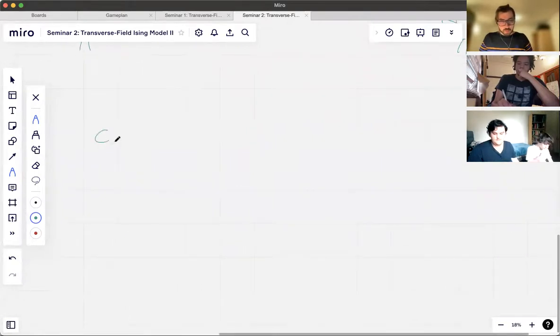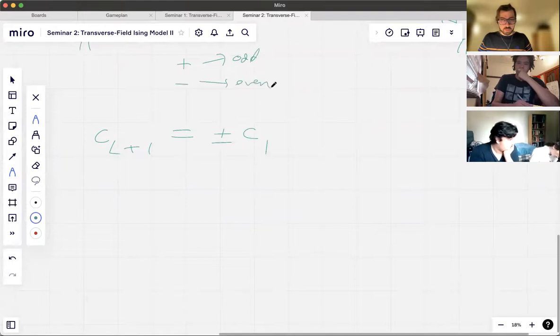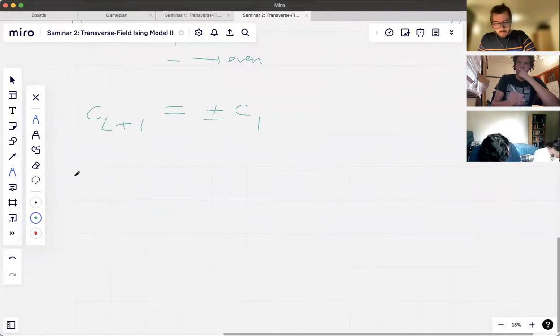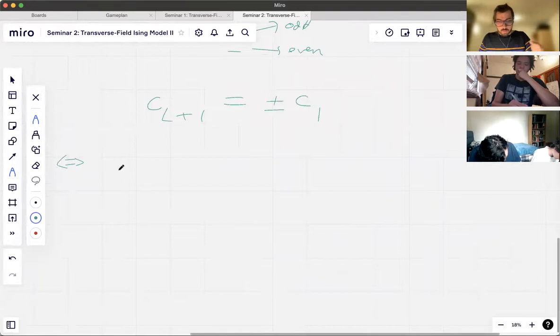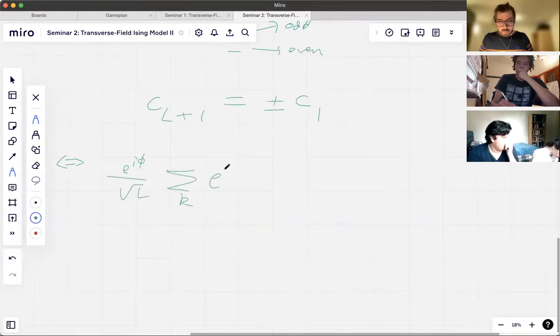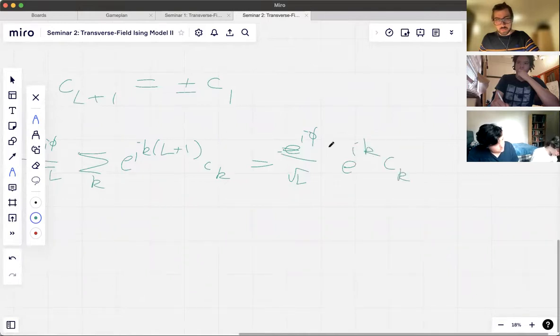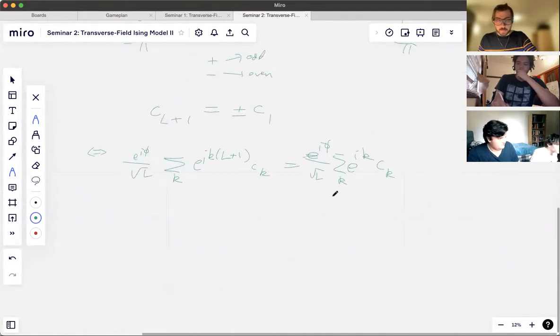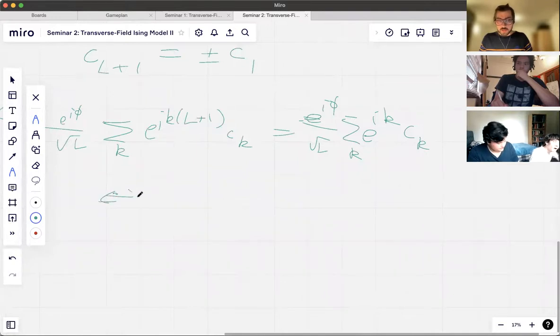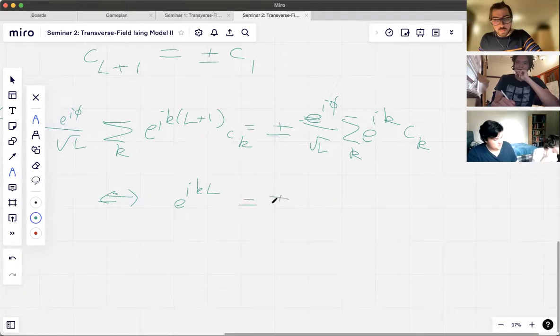So let's think more carefully about the boundary conditions. Remembering that C_{L+1} equals plus or minus C_1, where plus if odd and minus if even. I'll just keep it with plus or minus for now. That implies, using the inverse Fourier transform, that e to the i phi over root L, sum over k of e to the i k (L+1) c_k equals e to the i phi over root L, e to the i k c_k times plus or minus. And by orthogonality arguments, you can show that that is equivalent to e to the ikL equals, oh whoops, I forgot the plus or minus, that's very important, equals plus or minus 1.